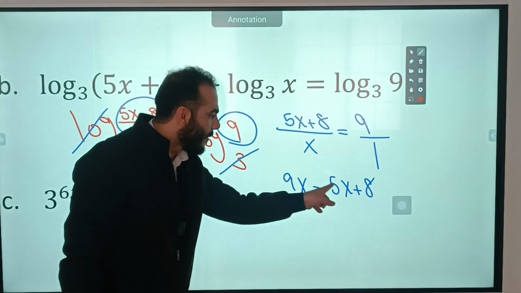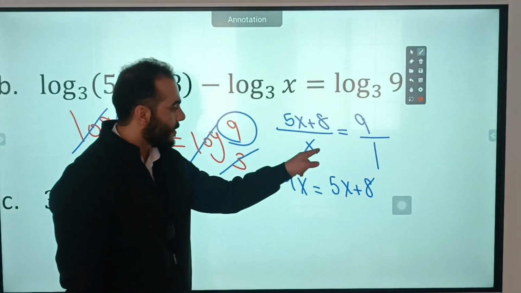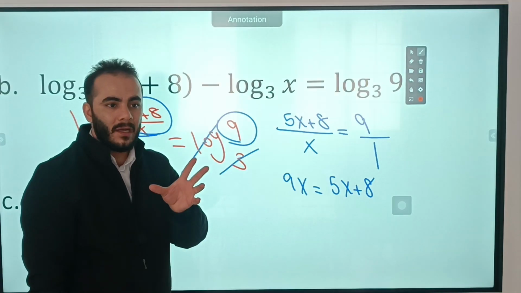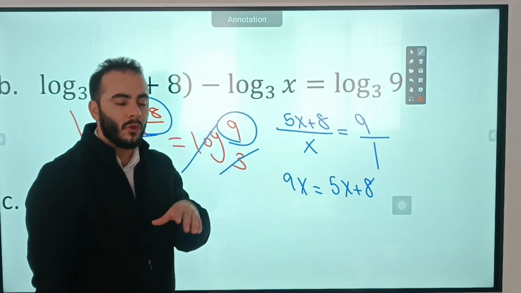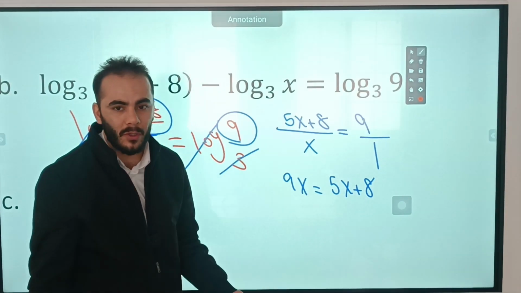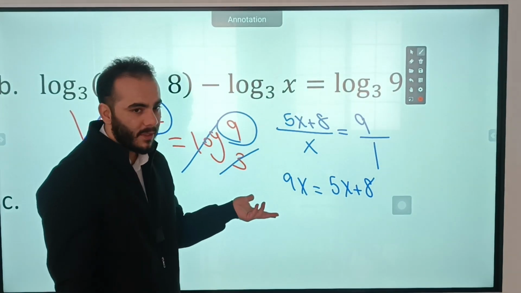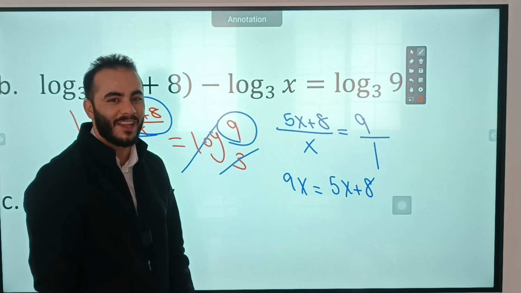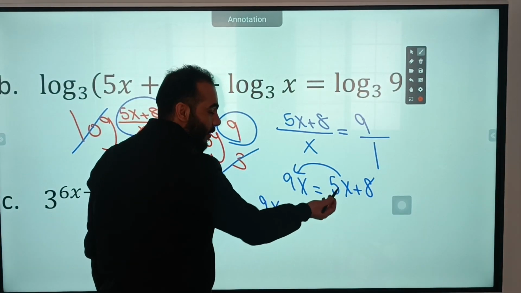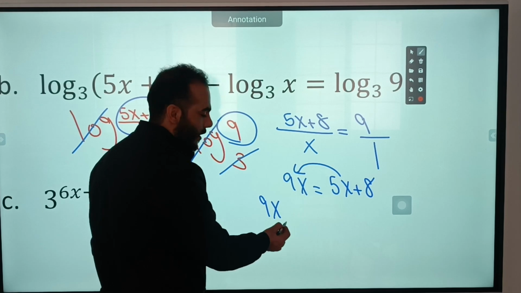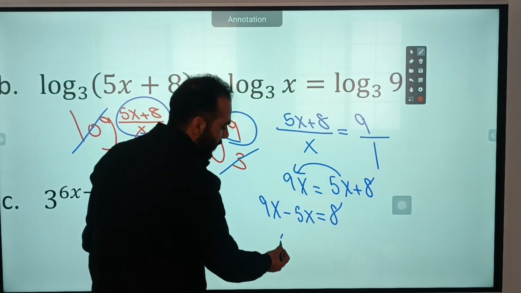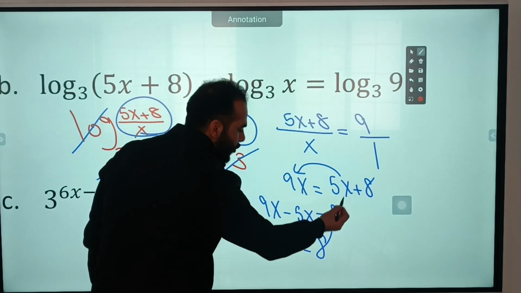Right now, this 5x must come to the 9x. Why? Because it is smaller. So always we say that in an equation, when we have more than one term of a variable, always move the smaller one to the bigger one. So 5x and 9x, which one is smaller? According to Noor, it's 9x, but in fact, 5x is smaller than 9x. So this 5x is going to come here. So 9x, of course, when you change the side, the sign will change, minus 5x equals 8. 9x minus 5x, 4x equals 8.